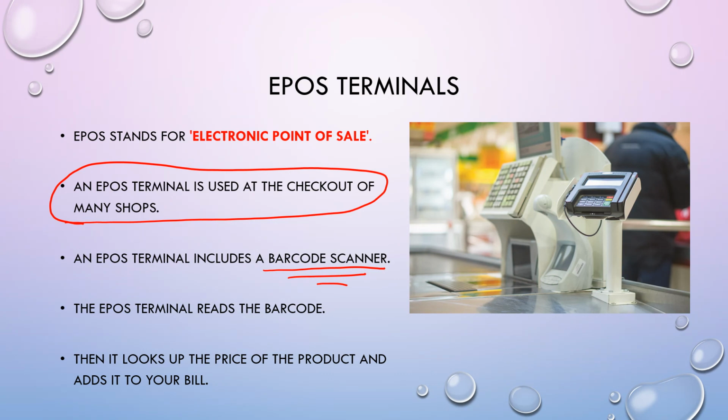Now, the terminal will either use these type of barcode scanners, or the gun that we've seen in the other picture, to scan the barcode of your item. Once it does that, the barcode reads it, quickly looks it up in the database, gives the price, adds it to your shopping list, and then at the end it all adds up to your final bill.